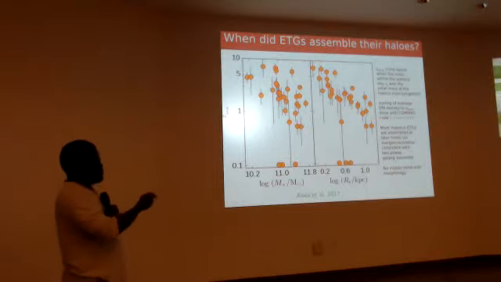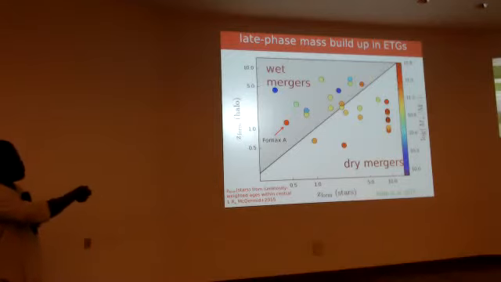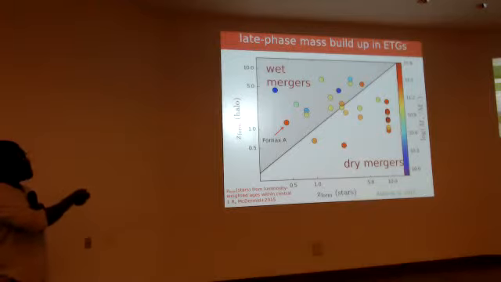This is just a typical downsizing anyway, and we know. And we could put this on this plot where we compare the epoch of formation of the halo with the luminosity weighted age of the central stars, and then we can start making inferences about whether the late phase of the mass buildup is dominated by wet mergers or dry mergers.